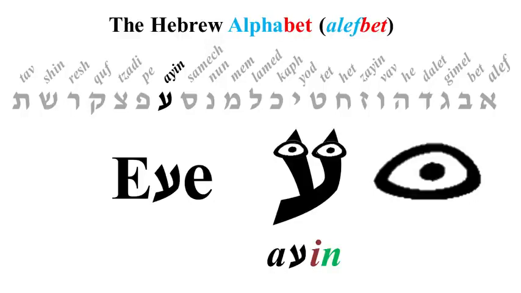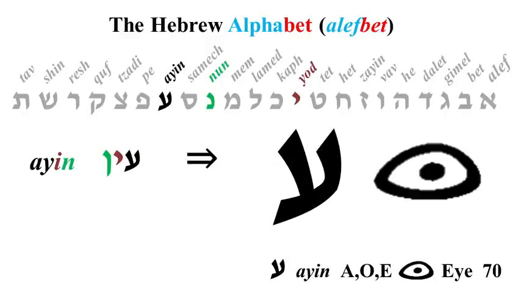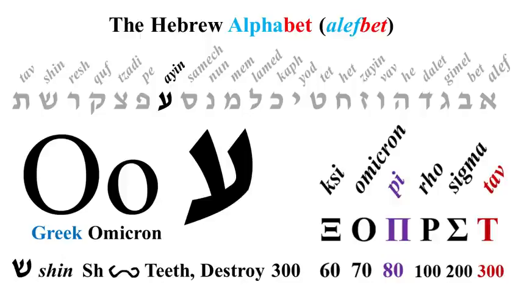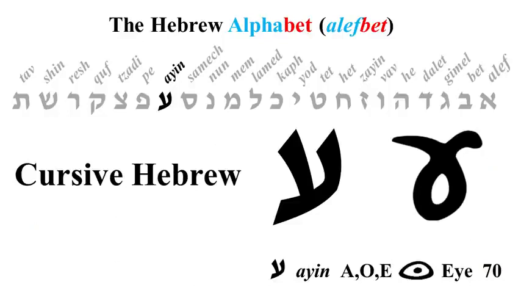Okay, the Ayin is a letter. Ayin is also a word. It means various things. One of them, it means I, as we just said. There are 11,244 ayins in the Torah, okay? And the Greek equivalent is the Omicron. Very nice. There is a cursive version of ayin.